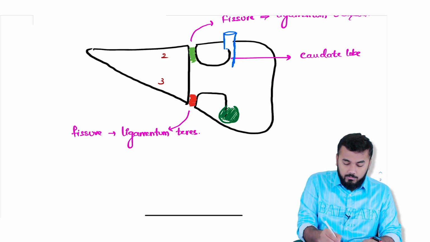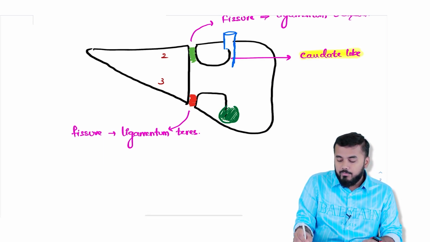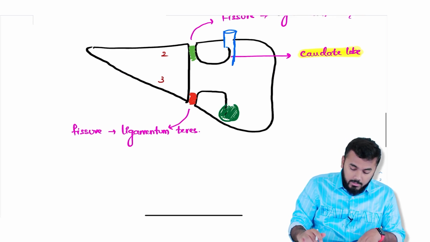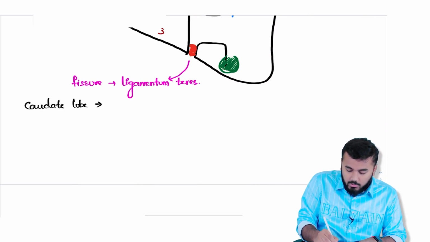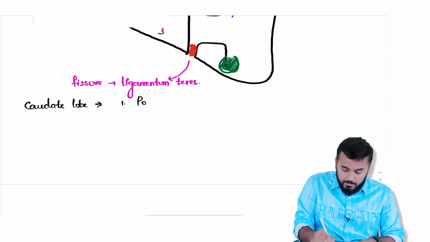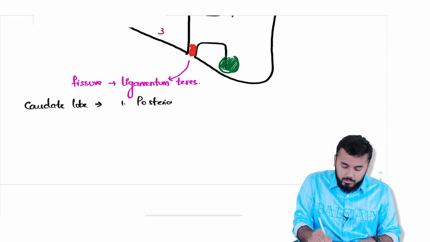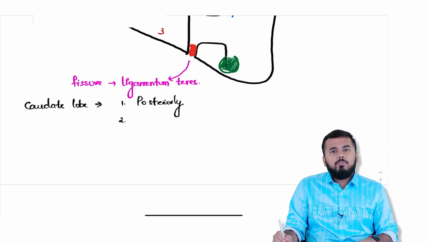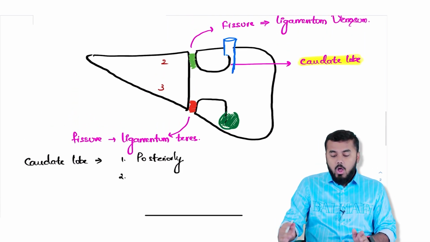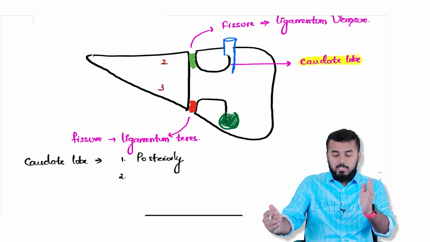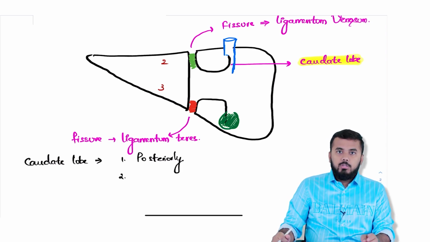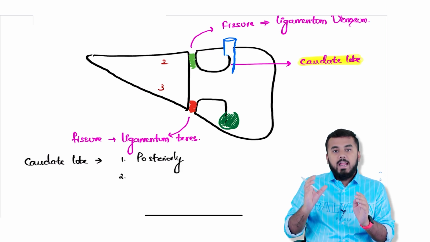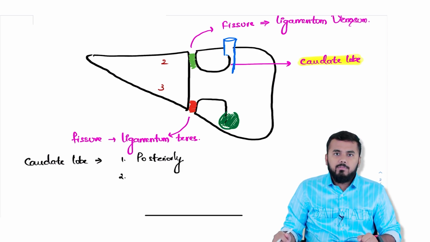Now if someone asks you, where is caudate lobe? Let me write it up, guys. This is important. The first point is it is located posteriorly, right? And the second point, what will you tell? On one side we have inferior vena cava, on the other side we have ligamentum venosum. In between both of them, the caudate lobe is present. So I can also tell that caudate lobe is sandwiched between inferior vena cava and ligamentum venosum, right?